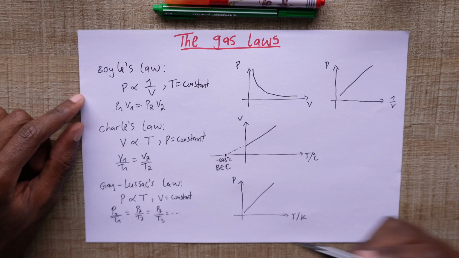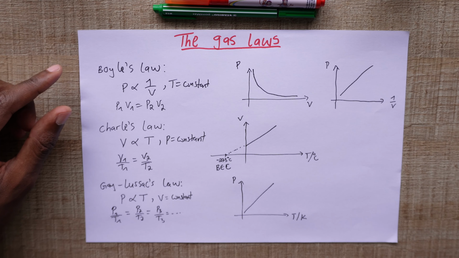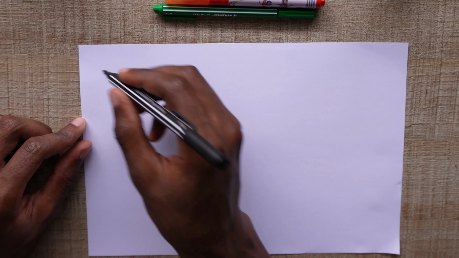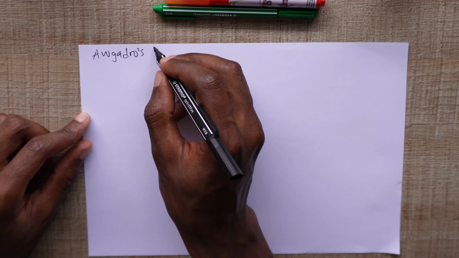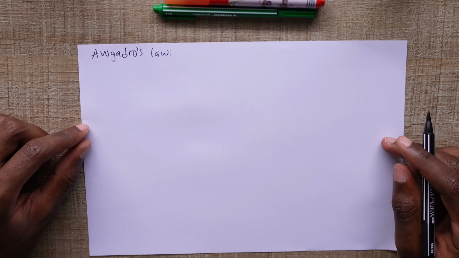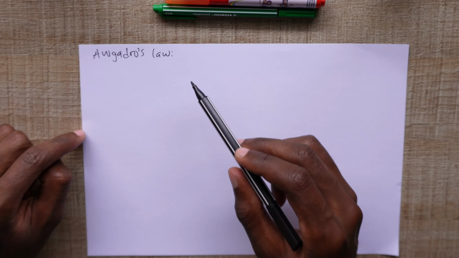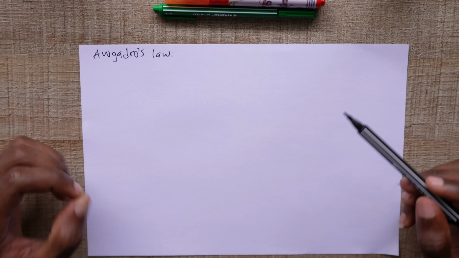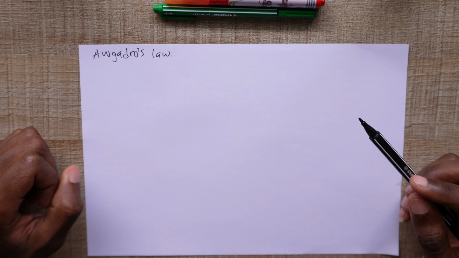The fourth law, there are many laws, is Avogadro's law. So let me just take another sheet of paper. So the fourth law is known as Avogadro's law. And this law is a really powerful one. It states that under the same conditions of temperature and pressure, an equal volume of all gases is going to contain the same number of particles.